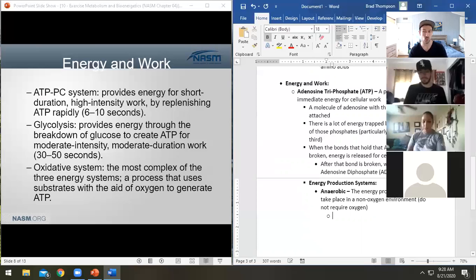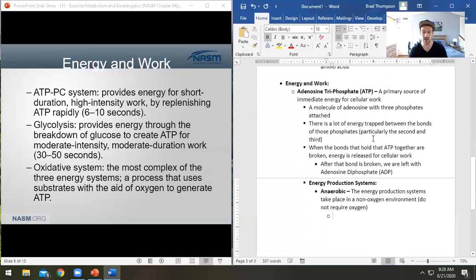And yesterday we started with glycolysis, but today we're going to start with this ATP-PC system. The ATP-PC system provides energy for short duration, high intensity work by replenishing ATP very rapidly. This energy system lasts about 6 to 10 seconds.